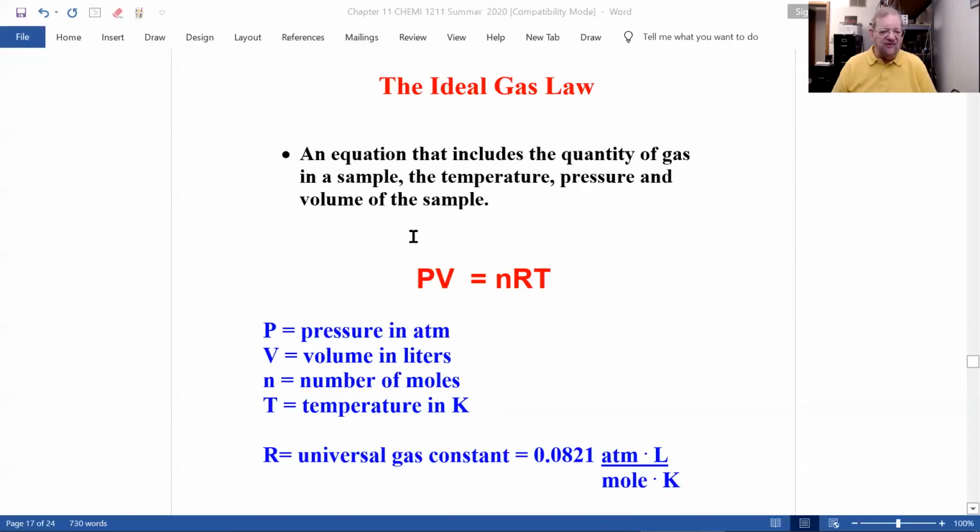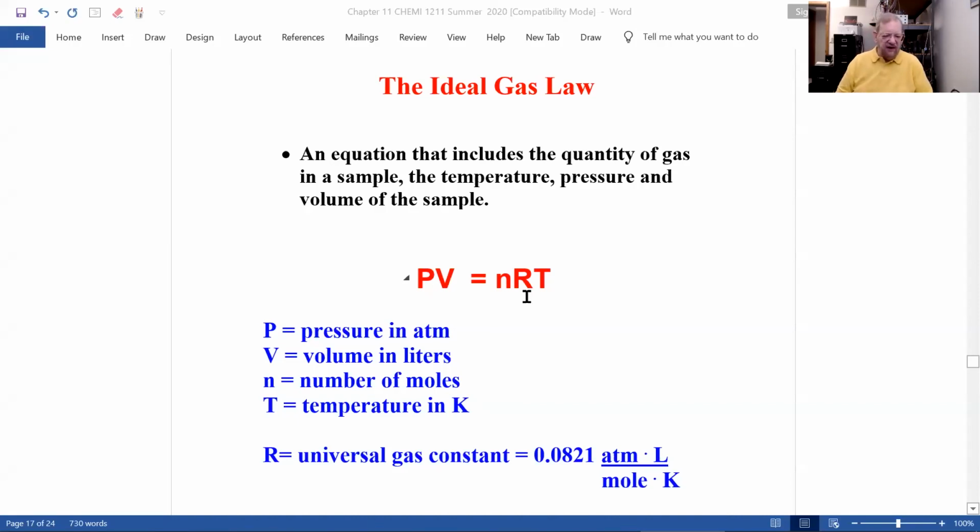Let's talk about Dr. White's favorite mathematical expression in all of chemistry. Mathematical, not chemical reaction, but mathematical expression, and that's the ideal gas law. And the ideal gas law is PV equal nRT.